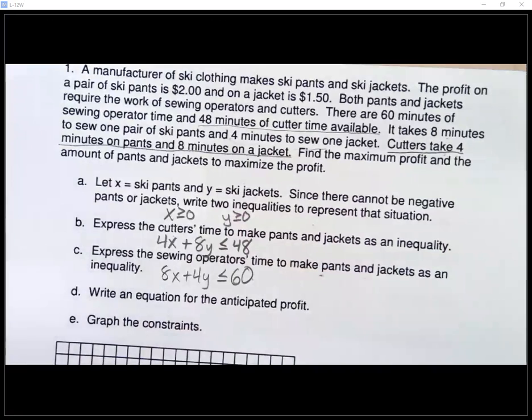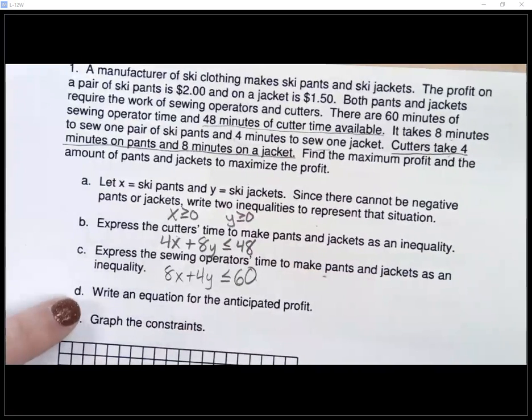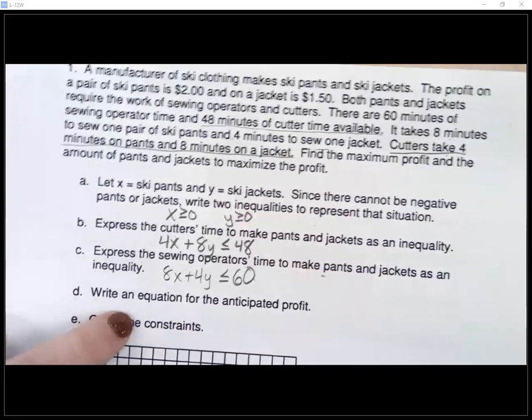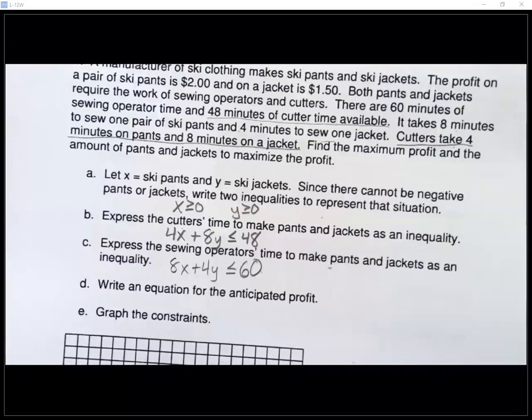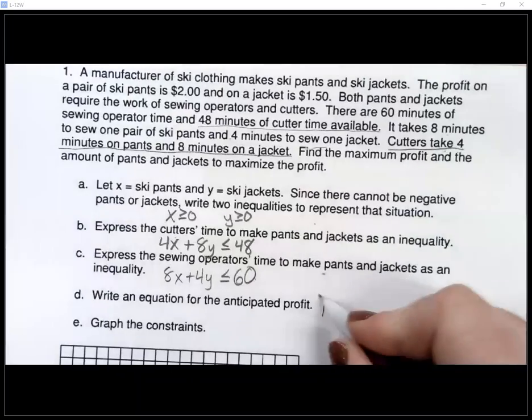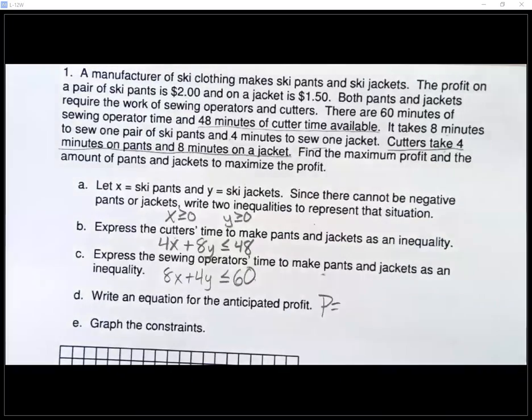They have us writing the objective function right here, so we might as well. So write an equation for the anticipated profit. So I'm going to use P for profit. So go back and read and see if you can figure out, well, how much money am I making off of these things?